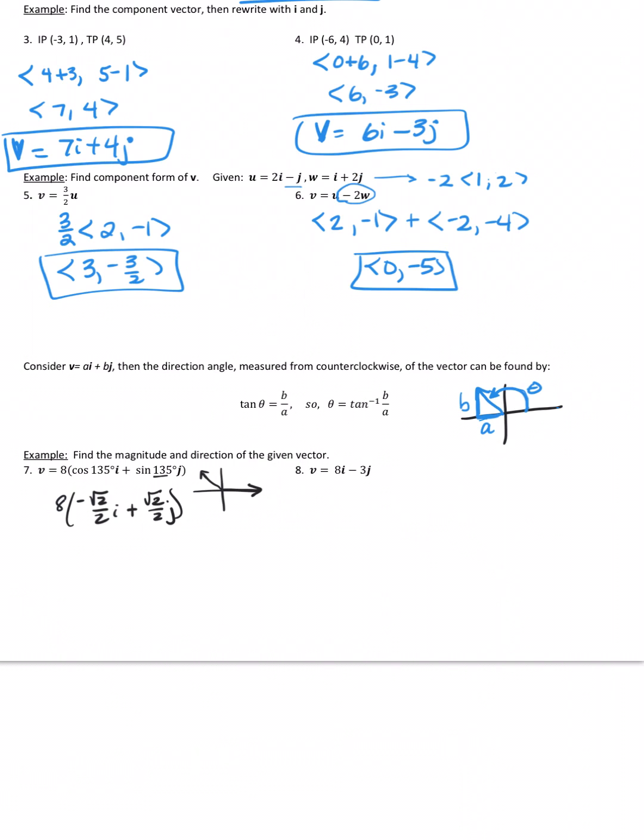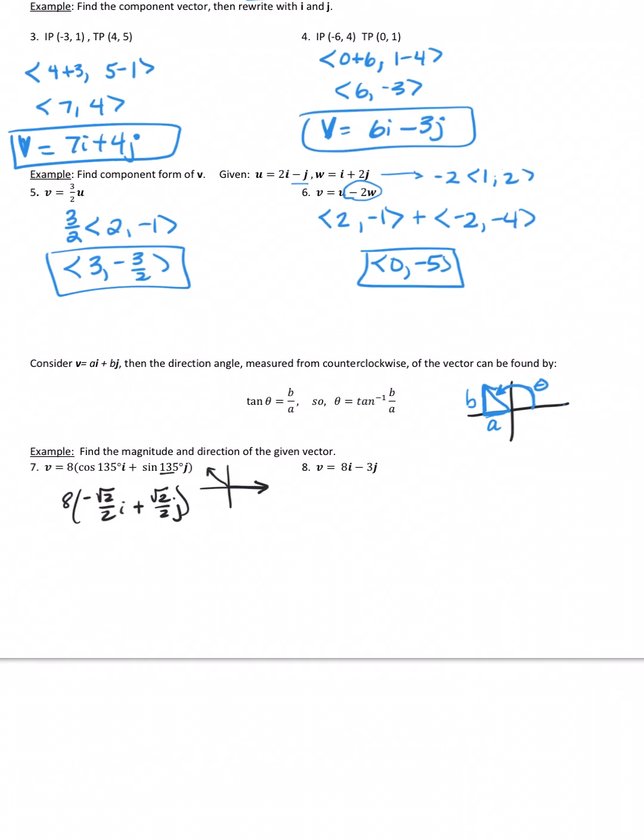Now we can rewrite this as a vector, taking out the linear combination form. So 8 times negative square root of 2 over 2, positive square root of 2 over 2. Okay? So let's multiply this out, then we'll do the magnitude and the direction. When I do this, 8 times that is going to give me negative 4 square roots of 2, and then a positive 4 square roots of 2, right? Okay, there's v. This is what v is in component form.